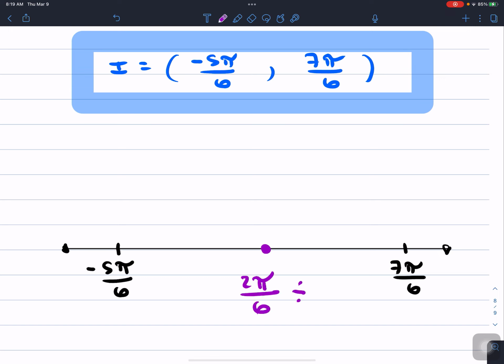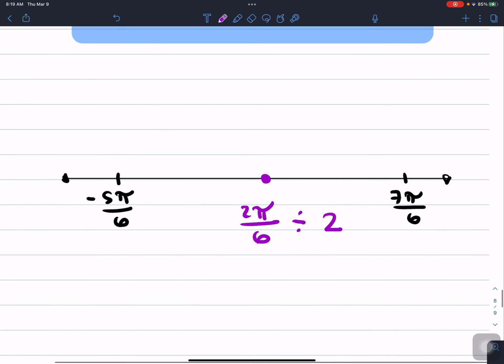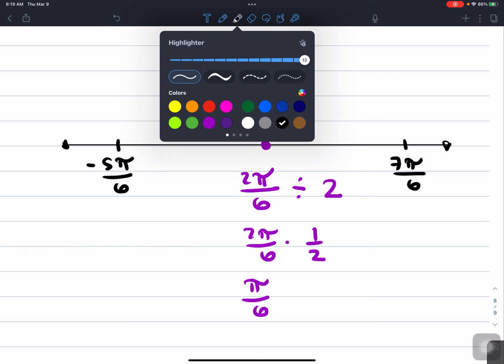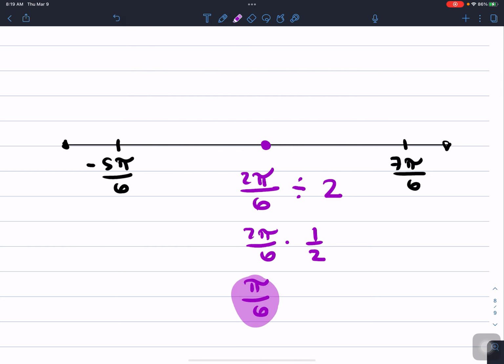And don't forget to divide by what? 2. Is that true? Is that 2 pi over 6 times 1/2? Which gives you what? Pi over 6? Okay. You guys know what I'm saying? Is that okay? Is that right? Double check, because I haven't even finished my coffee.